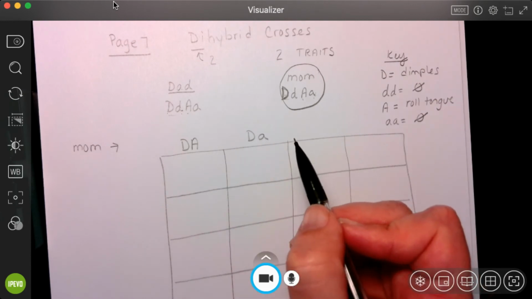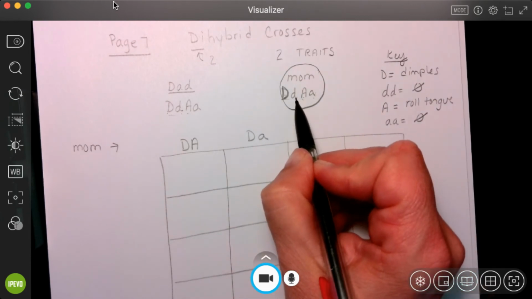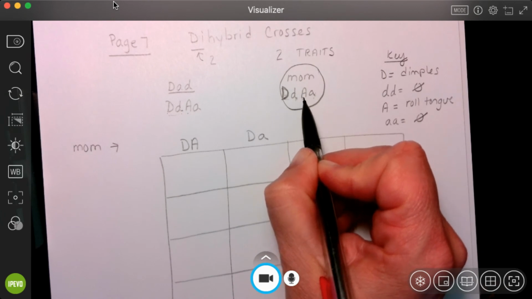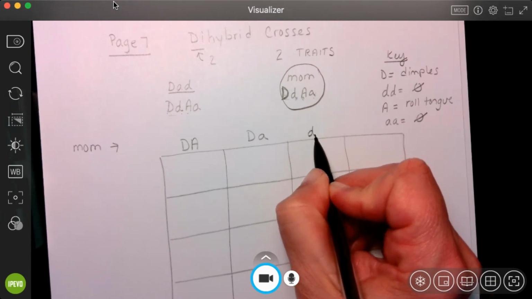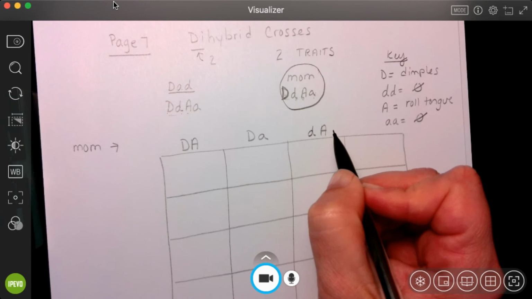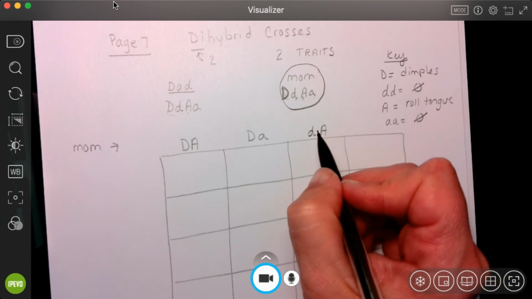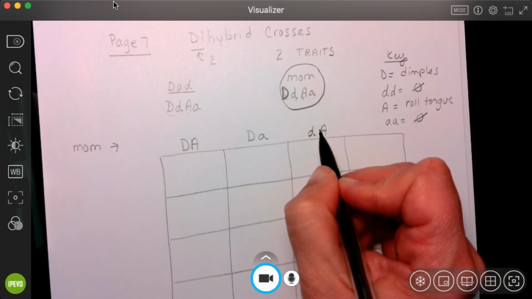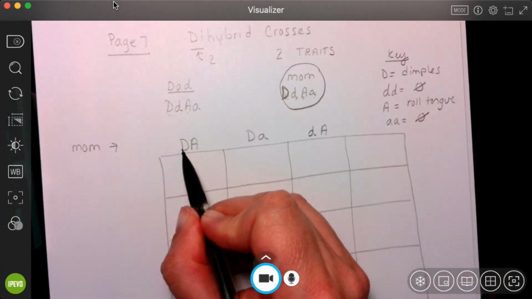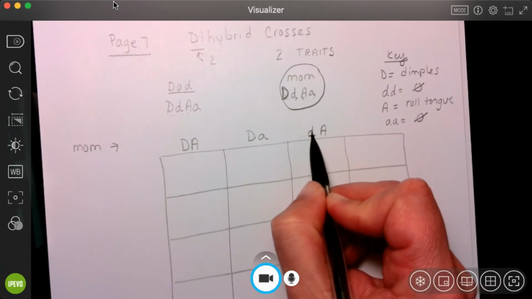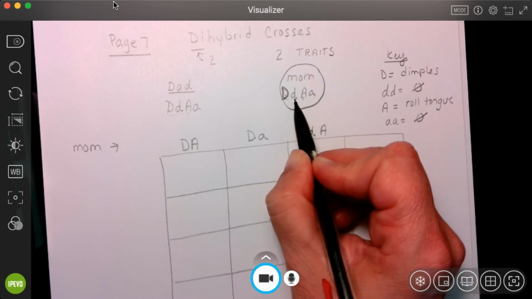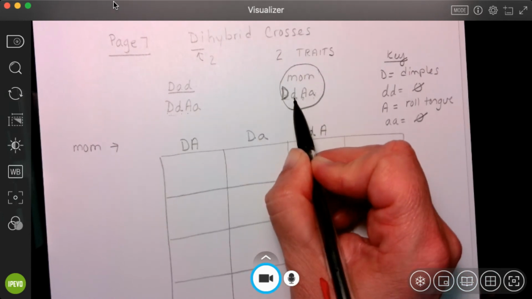Then we're going to do the innermost letters, which happen to be a little d, big A. Now, I just wrote the little d before the capital A. When you are doing a dihybrid, you want to always write, for example, if we're writing our D's first, you want to continue with that across the top, even though it is lowercase and the A is uppercase. And then the last remaining of each kind would be the little d and the little a.